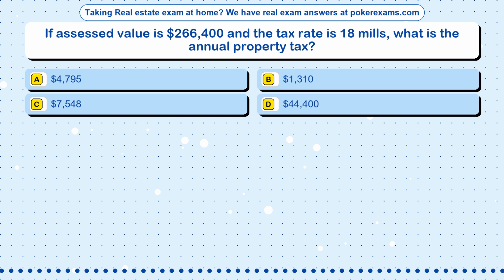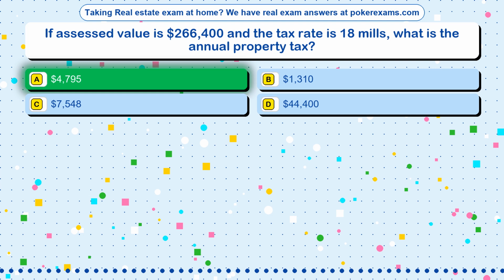Question 17. If assessed value is $266,400 and the tax rate is 18 mils, what is the annual property tax? Option A, $4,795. Option B, $1,310. Option C, $7,548. Option D, $44,400.